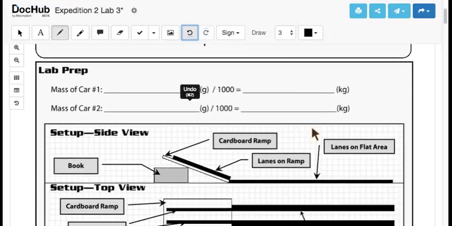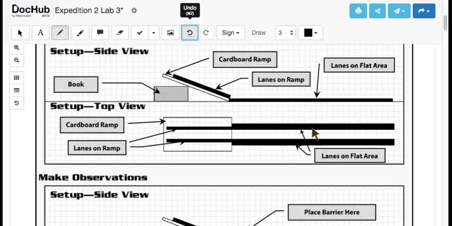The basic idea in this lab is to look at two things: velocity and momentum. The way that we'll get that data is by running a car down a ramp. Now, if you remember, velocity is displacement divided by time. So if you measure the distance of the ramp and you time how long it takes for the car to go down this ramp, you will be able to calculate the velocity of the car.